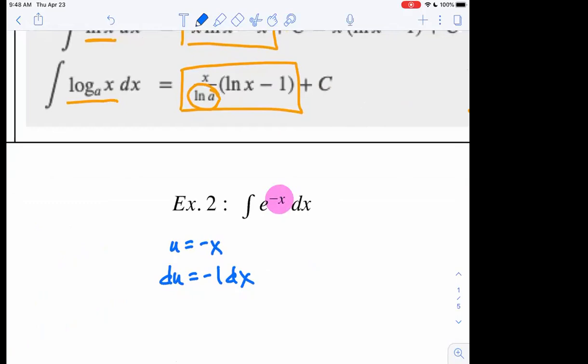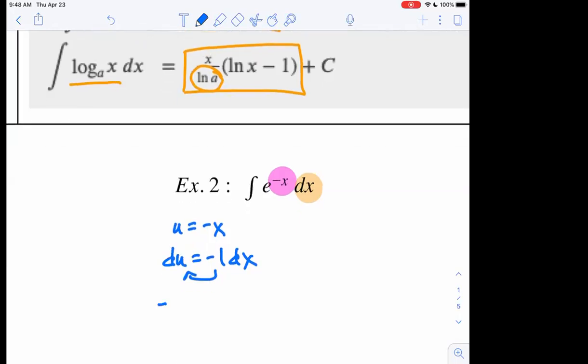And I noticed that in my equation, I have just a dx. I don't have that negative 1. So I'm going to divide this negative 1 to the other side, and I'll get negative du equals dx. So what that means is everywhere I see a dx, I can replace it with a negative du, okay? And everywhere that I see a negative x, I'm going to replace it with a u.